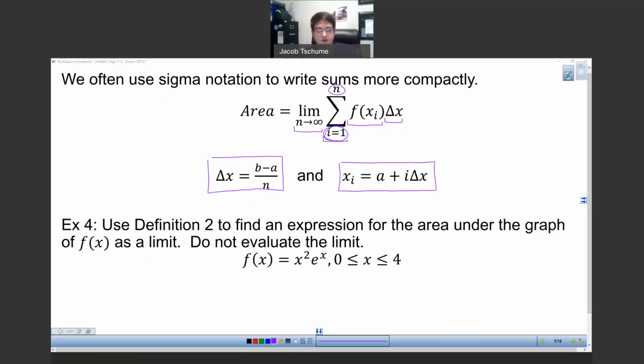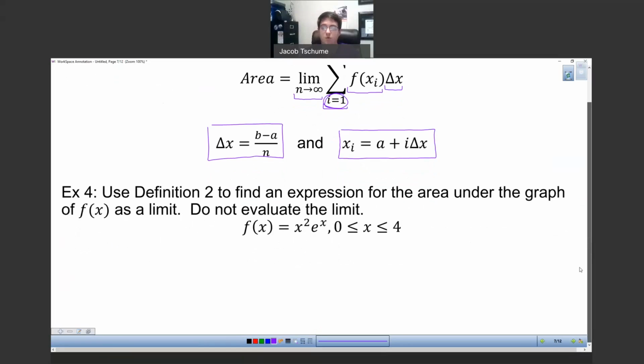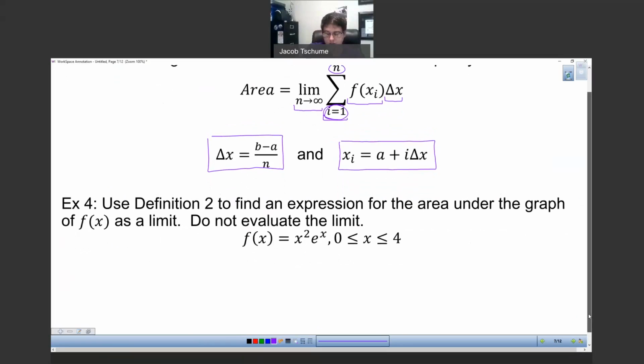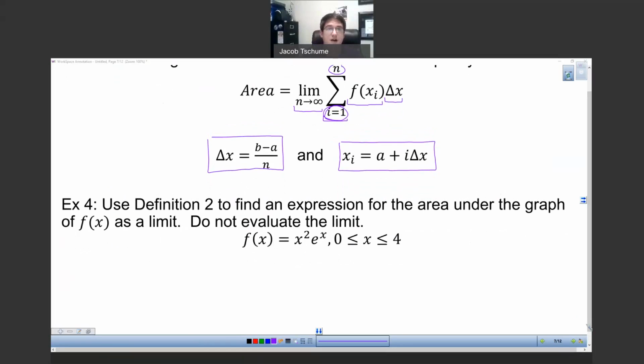All right. So, example 4, use definition 2 to find an expression for the area under the graph of f of x as a limit. Do not evaluate the limit. Like I said, I'm not going to make y'all evaluate any limits today. We're going to always just set them up. Next video, we'll work them out.